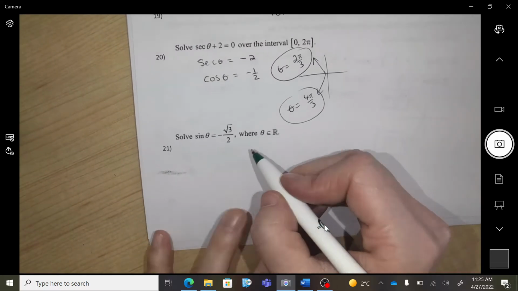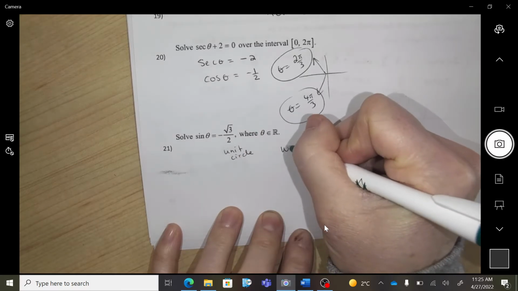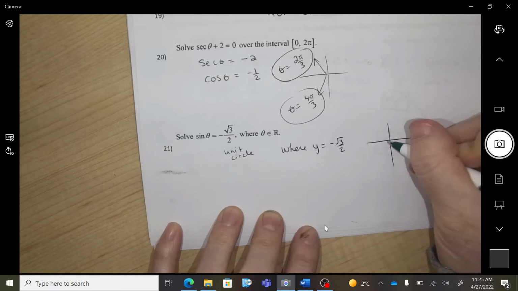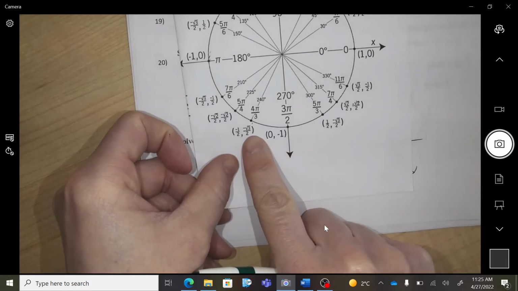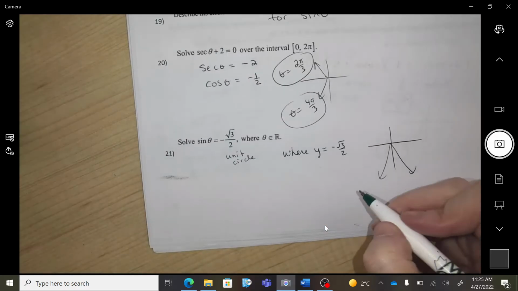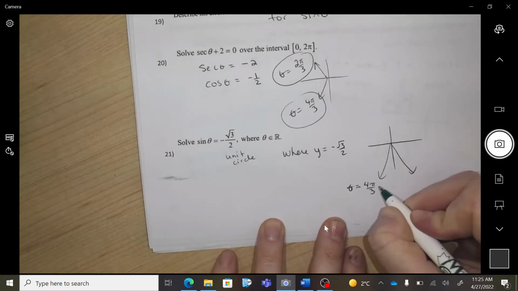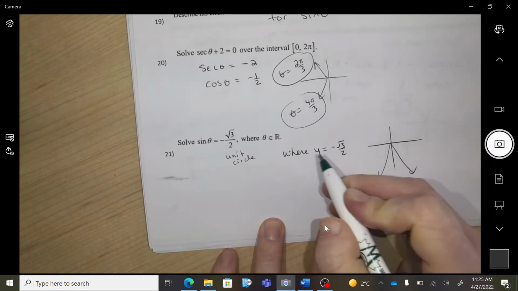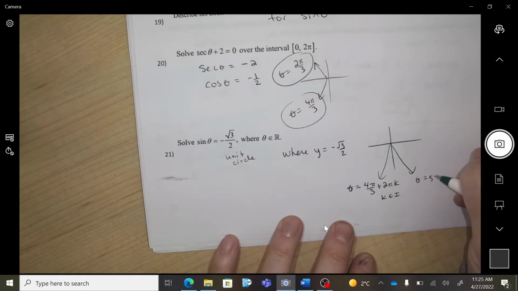Solving for that. So this is on the unit circle again. So where does y equal -√3/2? So I'm looking here and here. So this angle is 4 pi over 3 plus any revolution, because it says all angles. And this on the unit circle is 5 pi over 3 plus any revolutions.